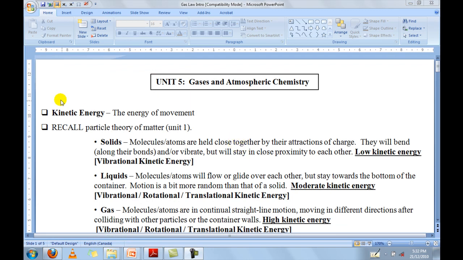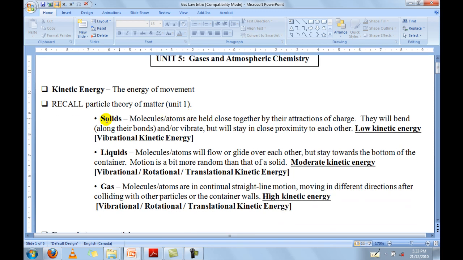Now, I apologize, this next section is pretty wordy, but it lays the groundwork for what we're going to be looking at later on. First, we define what is kinetic energy. Well, kinetic energy is the energy of movement, or the energy of motion. If you recall, solids have the least amount of kinetic energy, whereas liquids have a little bit of kinetic energy, and then finally gases have the most amount of kinetic energy.